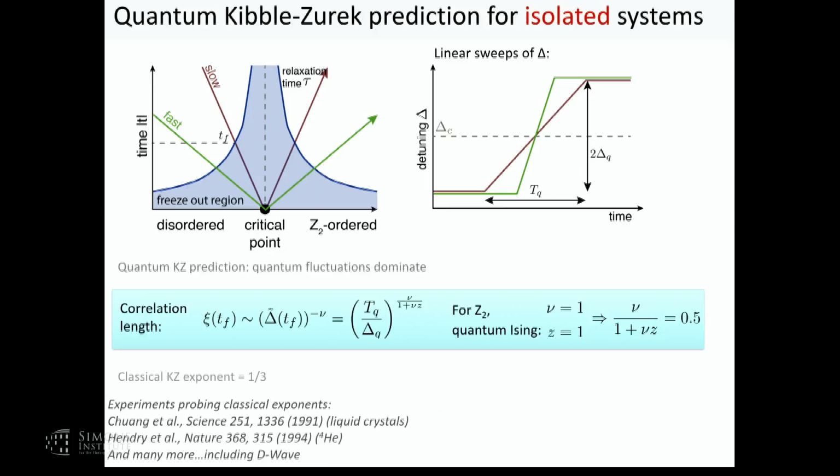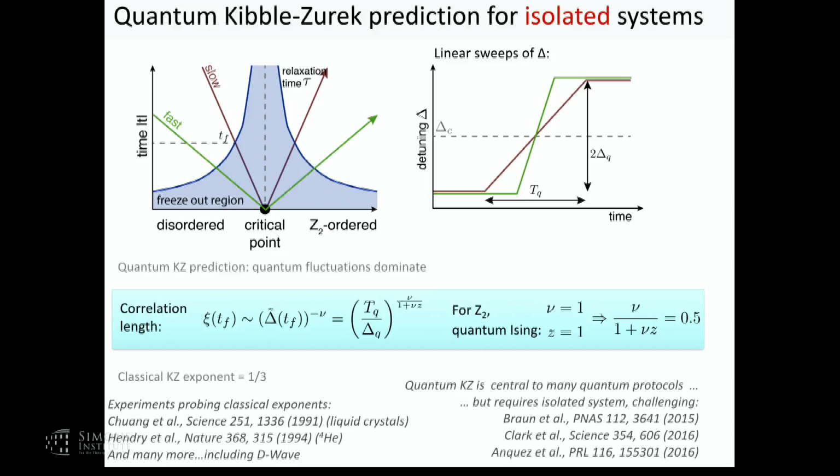This value is very different from what's called the classical Kibble-Zurich mechanism. The classical Kibble-Zurich mechanism is for systems which are in thermal equilibrium, coupled to the bath, basically maintaining thermal equilibrium. In that case, this value turns out to be 1/3. And while there have been many experiments probing this classical Kibble-Zurich exponent, including in particular the D-Wave experiments mentioned yesterday, up to now this quantum Kibble-Zurich mechanism has not been verified. And the reason is, yeah.